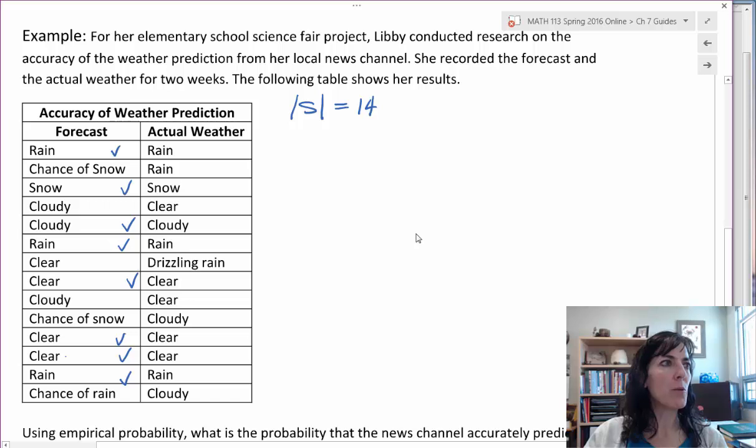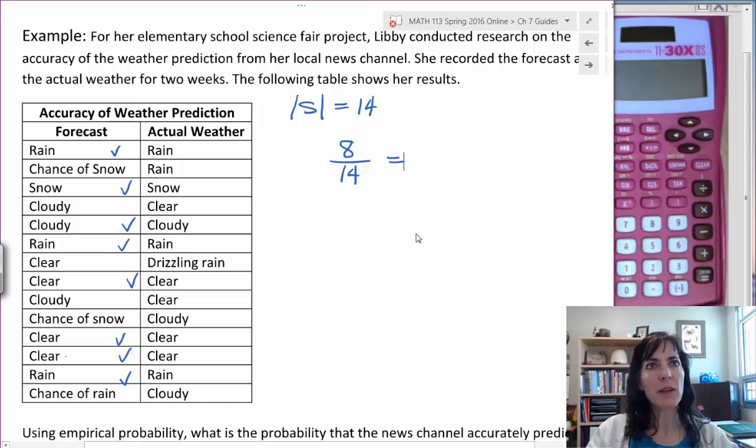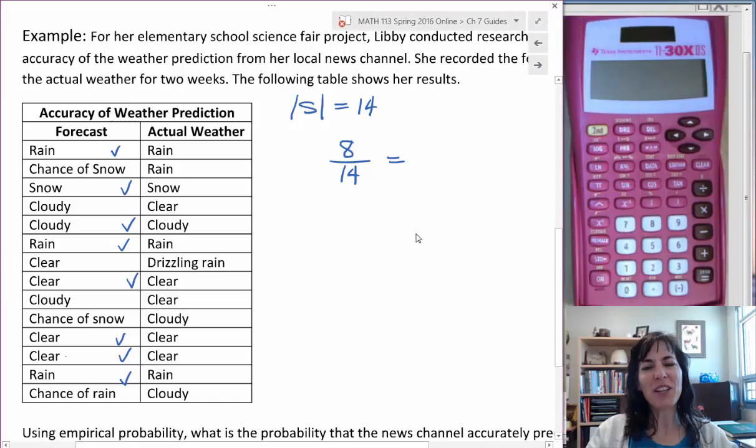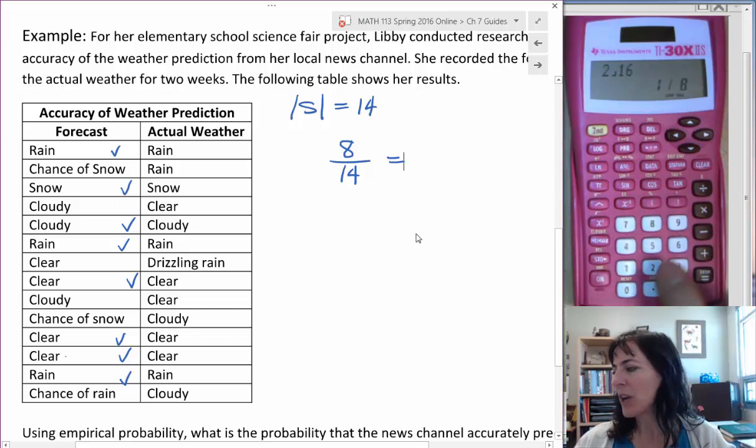1, 2, 3, 4, 5, 6, 7, 8. So we have eight correct predictions out of 14 total predictions. And we want to reduce that. You could just divide the numerator and the denominator both by 2. That would reduce it.